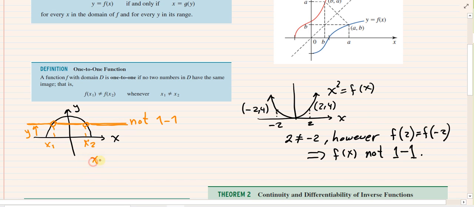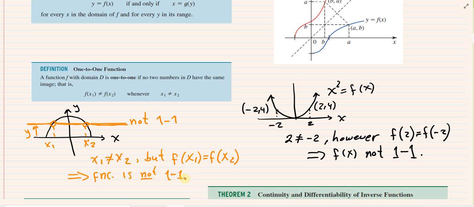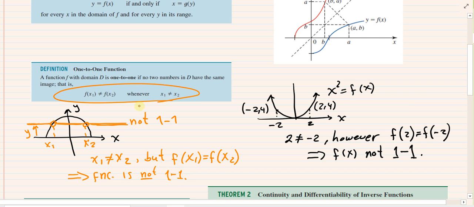So in this case, x1 is different from x2, but f at x1 is indeed equal to f at x2. That would imply that the function is not one-to-one, and that's commonly known as the horizontal line test. In the exercises, they ask us to show the function is not one-to-one. We can do it both ways, either by showing the very definition fails or by using a graph.